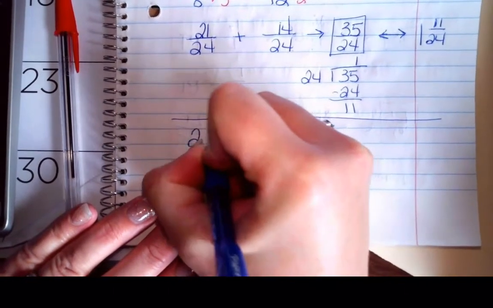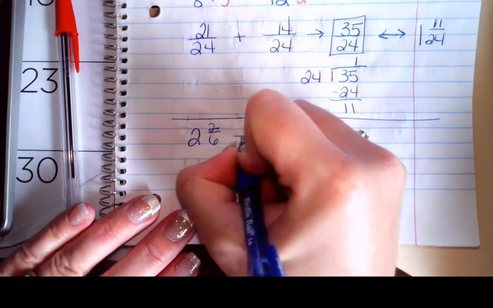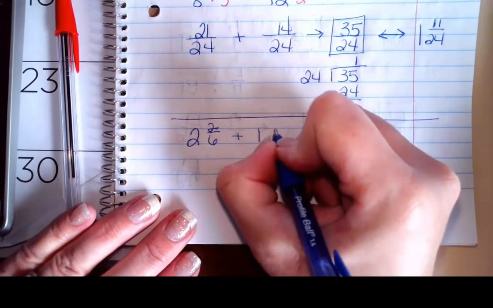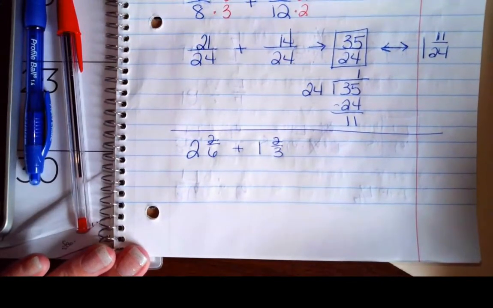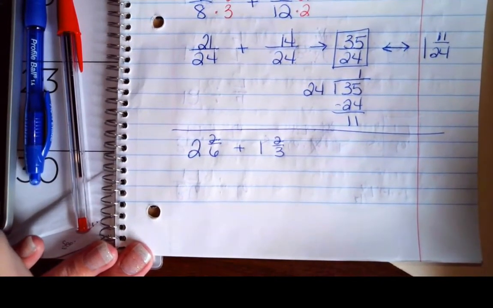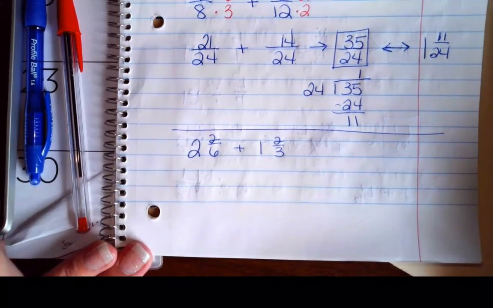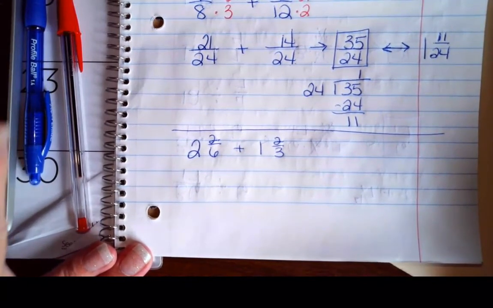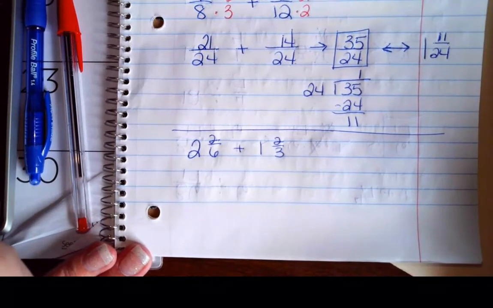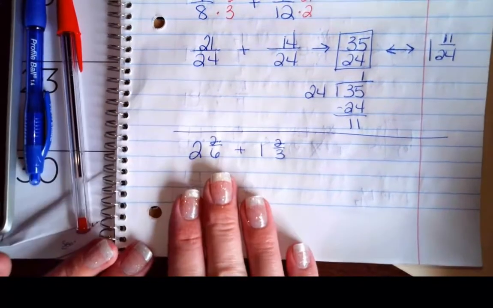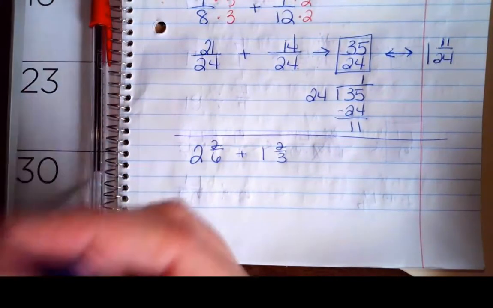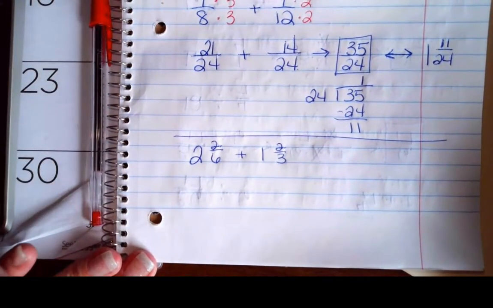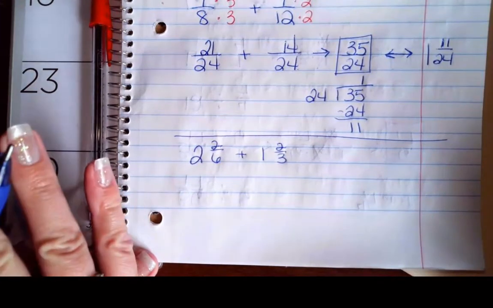So I've got 2 and 2/6 plus 1 and 2/3. And now it may be a little bit of a waste of time, but I would like to go ahead and I'm going to do this problem 3 different ways. Okay. But what I'm going to do is I'm going to change it into an improper fraction. And that'll just make life a little bit easier. If I've got improper fractions, I know how to work with those.